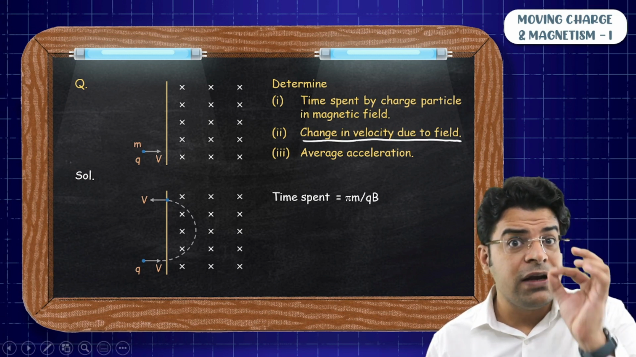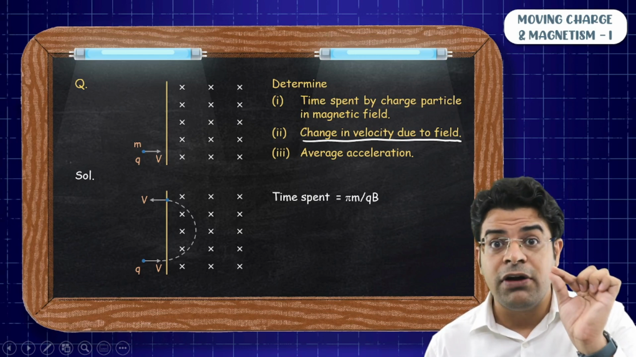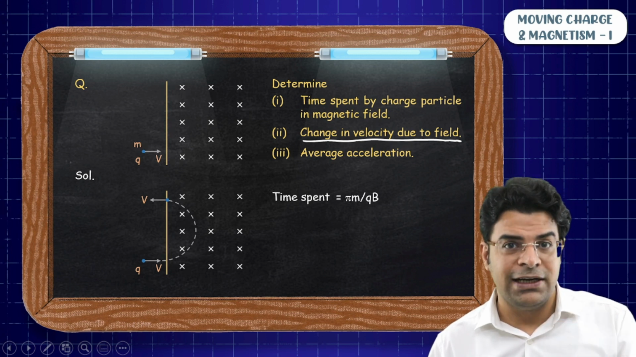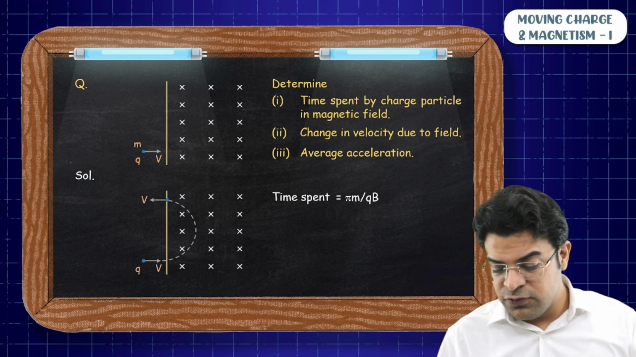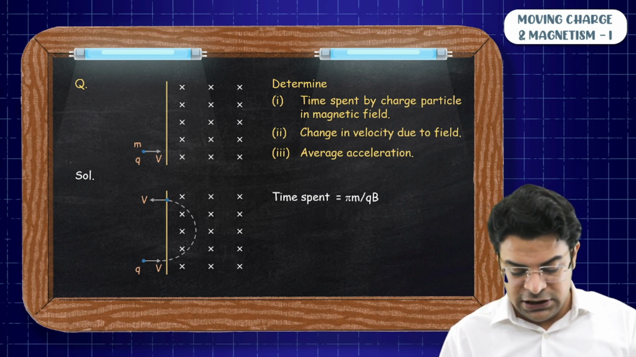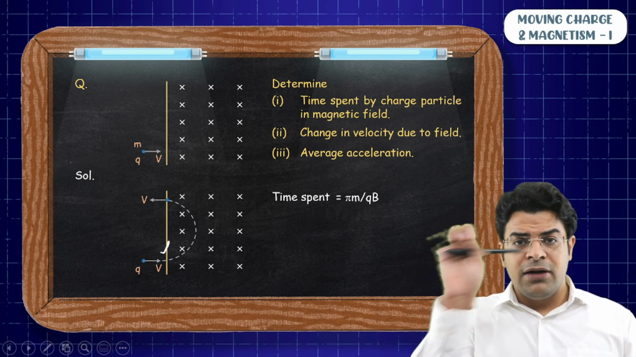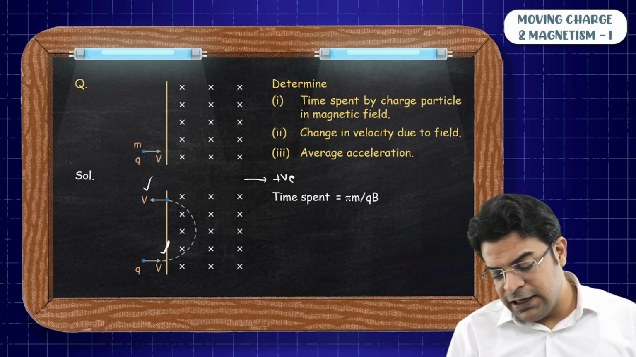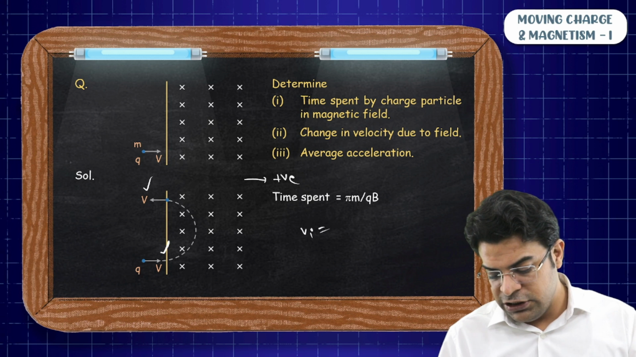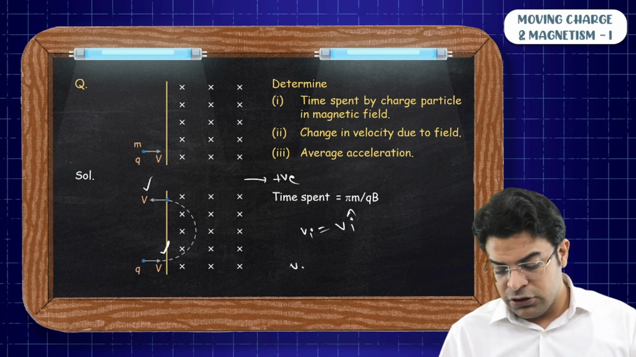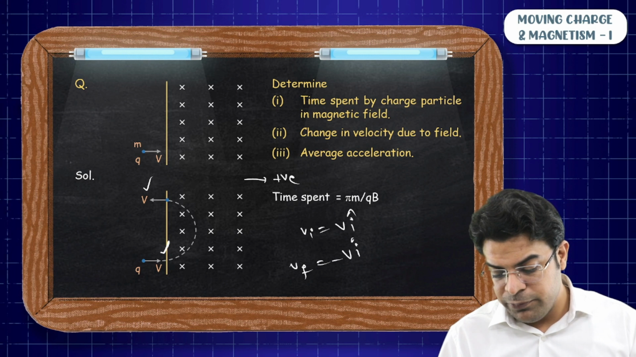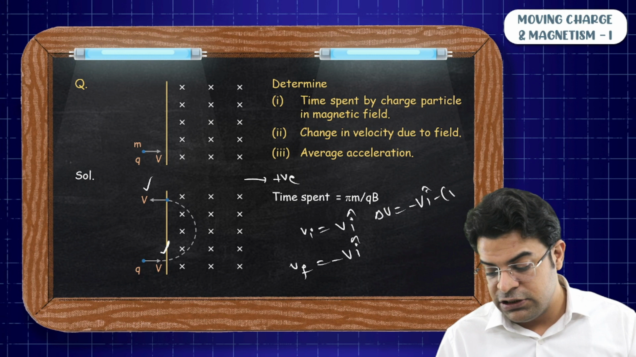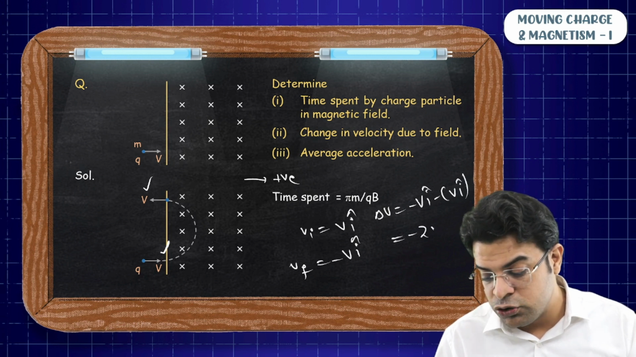Second part, the change in velocity due to the field. The magnetic field can't change the speed, but it can change the velocity. The magnetic force must change the velocity because a force is acting, but it can't change the speed. So what is the change in velocity? Initially the velocity is v towards right. When it comes out, it has velocity v towards left. If I take the direction towards right as positive, the initial velocity is v i cap and the final velocity is minus v i cap. So the change in velocity equals final velocity minus initial velocity, which is minus v i cap minus v i cap, so I get minus 2v i cap.